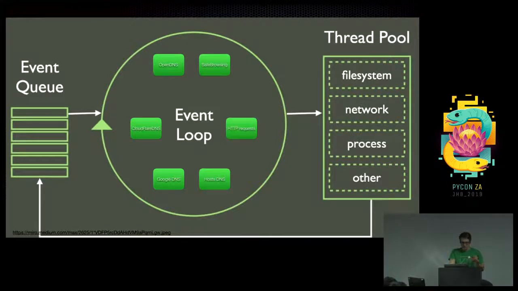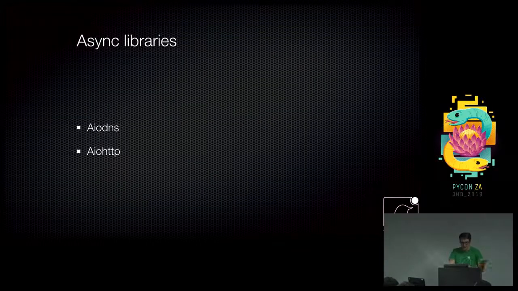Async relies on being able to fire off some task and decide that while you don't have the results of that task, you're better off doing some other work instead of waiting. This really lends itself to network applications, as most network applications spend a long time waiting between firing off the call and receiving the response from the other node in the network. The asyncio-based libraries that we really make use of are aiodns and aiohttp.